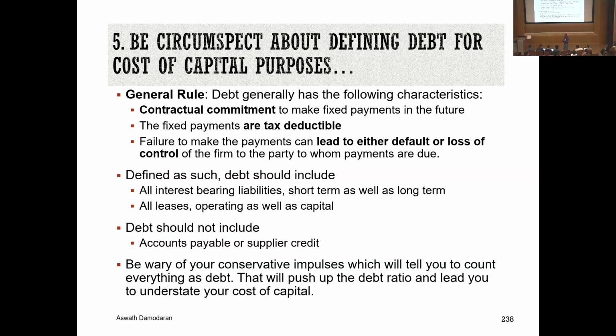But sometimes you're tempted. Can I add the payables, supplier credit? Don't do it, because if you do it in the cost of capital calculation, you'll actually make debt a bigger number. You'll actually lower your cost of capital because debt is cheaper than equity. So you follow the rule, you come up with the cost of capital using the strict definition of debt, get the value of the firm.